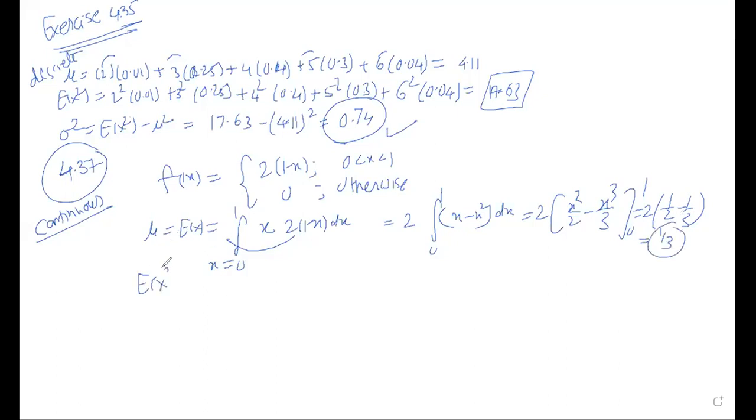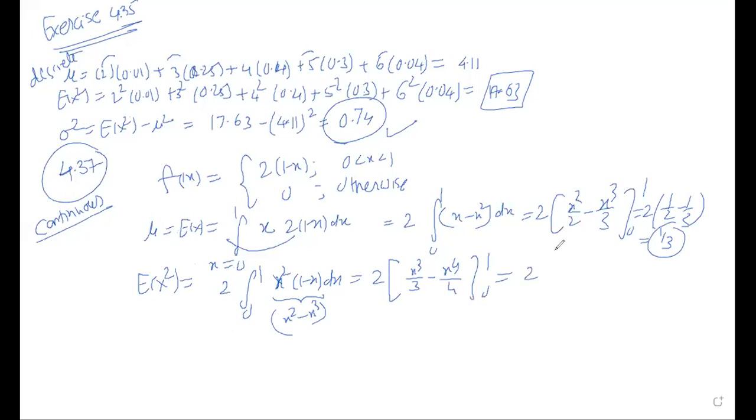And naturally E of x square, again the same part. So 2 is out, 0 to 1, and here it is x square times (1 minus x) dx. That is equal to 2 out, and this is nothing but x square minus x cube. So I can write the integration of x cube by 3 minus x to the power 4 by 4, from 0 to 1. That is equal to 2 times (1 by 3 minus 1 by 4), that is 1 by 12, and times 2, so it is 1 by 6.